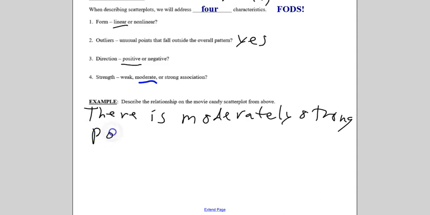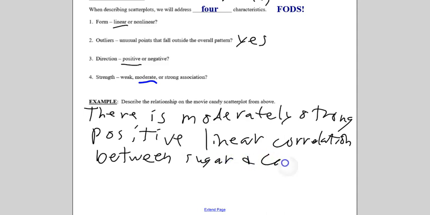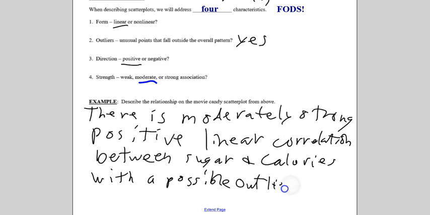positive linear correlation between sugar and calories with a possible outlier at 79,790.